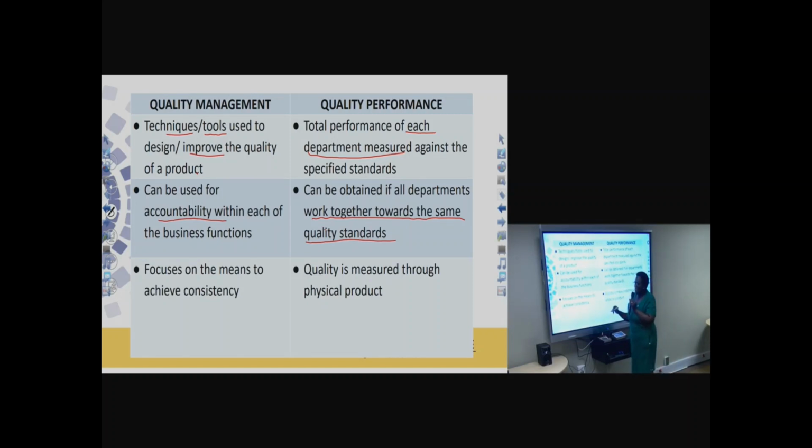With quality management, the aim is to achieve consistency. You must be able to achieve consistency, that is, you are managing the quality. Then quality performance is measured through the physical product. Once you are done with the product and the product is liked by the consumers, it means you have the physical product, and you have managed to achieve what you wanted to achieve.